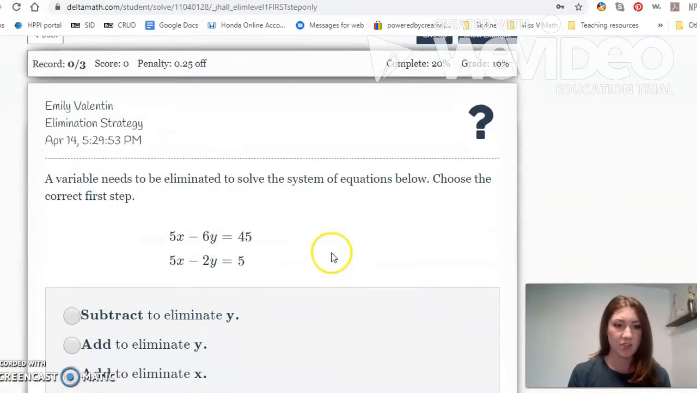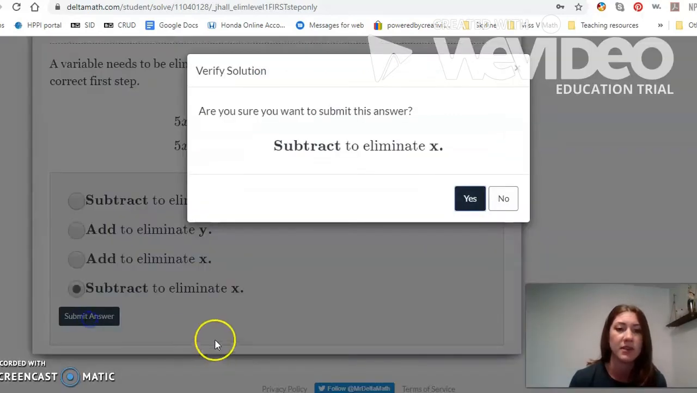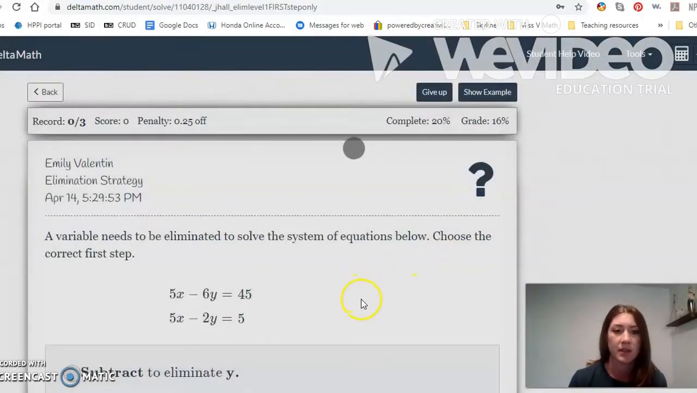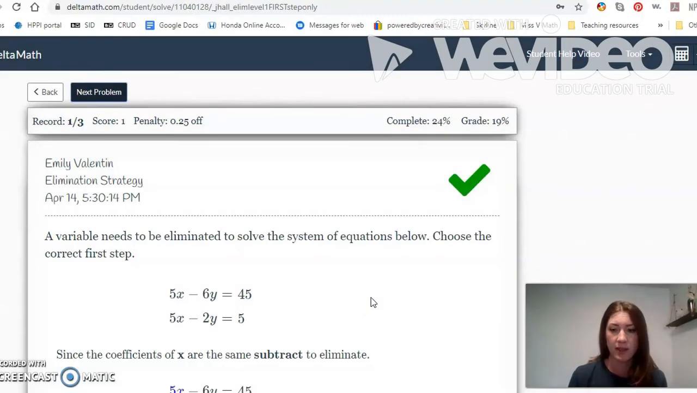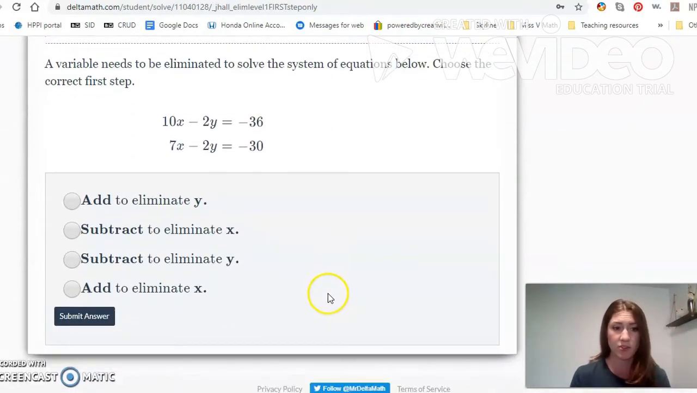Elimination strategy. So we're trying to decide what we want to do here. I see that there are 5x and 5x, which if I subtract those two equations from each other, then those are going to cancel out. So I'm going to say subtract to eliminate x. All right, these ones should go pretty quickly because this is just the first step of what we did last time. So I think once you guys have gotten through those problems, these strategy ones should be fairly easy.